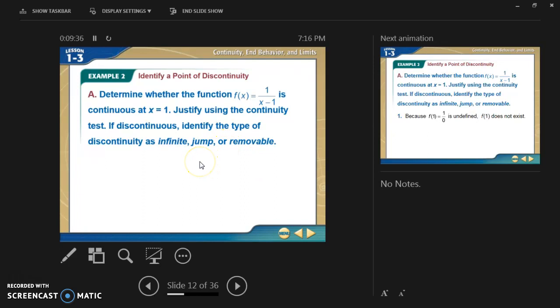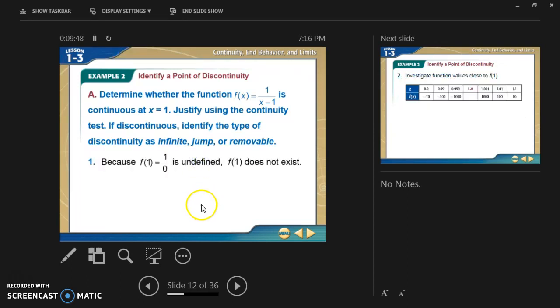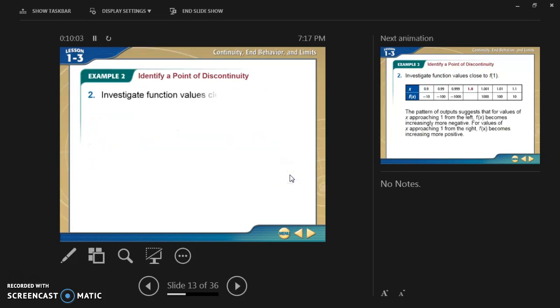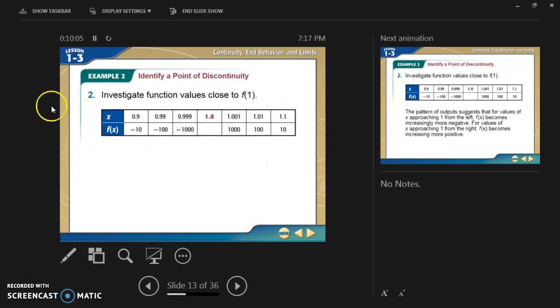Okay, identify a point of discontinuity. We want to determine whether this function is continuous at x equals 1. So again, we're going to justify using the continuity test. And if it is discontinuous, then we want to identify the type. Is it infinite, jump, or removable? Okay, so because f of 1 is 1 over 0, put 1 in here, 1 minus 1 is 0, that means it's undefined. That means f of 1 does not exist. That's the first test, right? And if it can't pass the first test, then it's not continuous, is it?